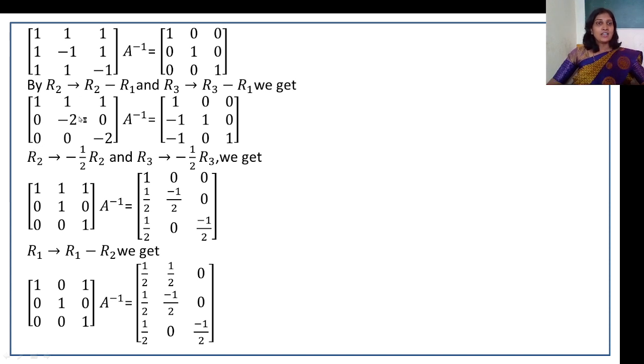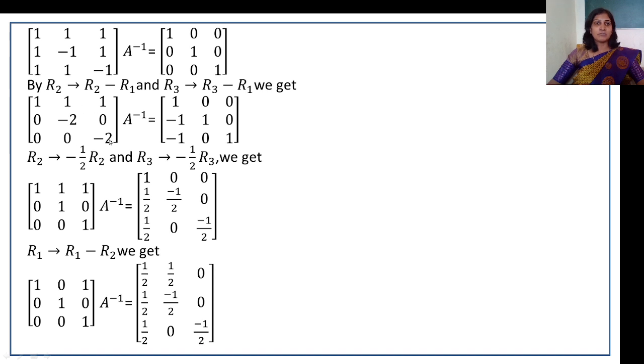So here R2 is minus 1 and minus 1, so here is minus 2. 1 minus 1, that is 0. 0 minus 1, here minus 1. 1 minus 0, here is 1. 0 minus 0, here is 0. Then R3 minus R1. So here 1 minus 1, 0.